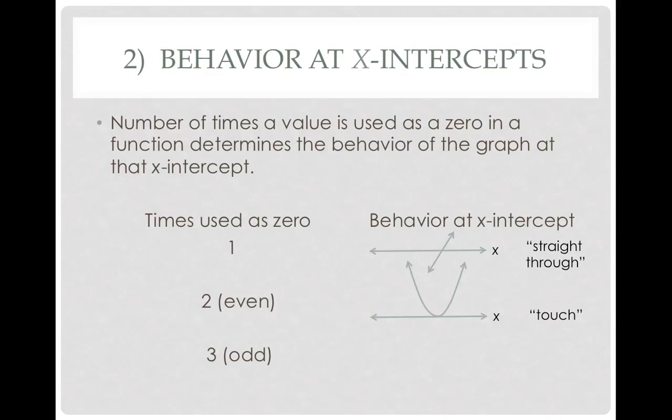If the number is being used as a zero 3 times or any other odd number of times besides 1, then our behavior is going to look like our cubic function. And so that's when we're going to get that shelf kind of shape at the point that is our x-intercept. So we're going through the x-axis, but we're doing it in a little different way by using that shelf rather than just going straight through. So again, knowing the behavior of our simple polynomials can help us with what things are going to look like in our more complicated polynomials.